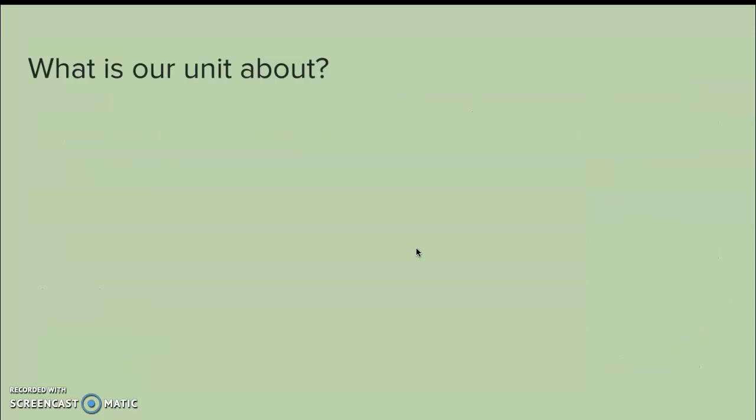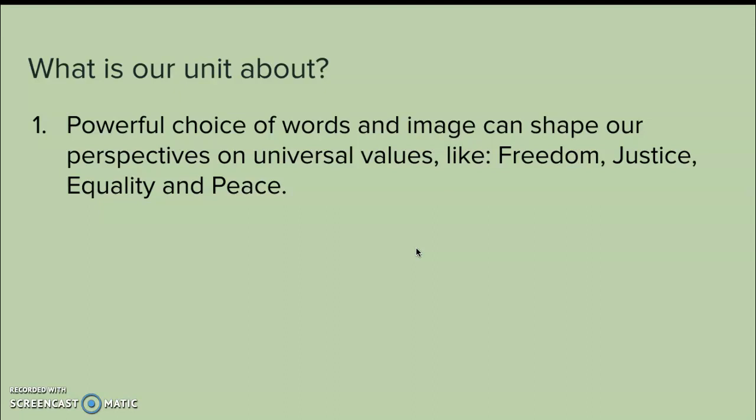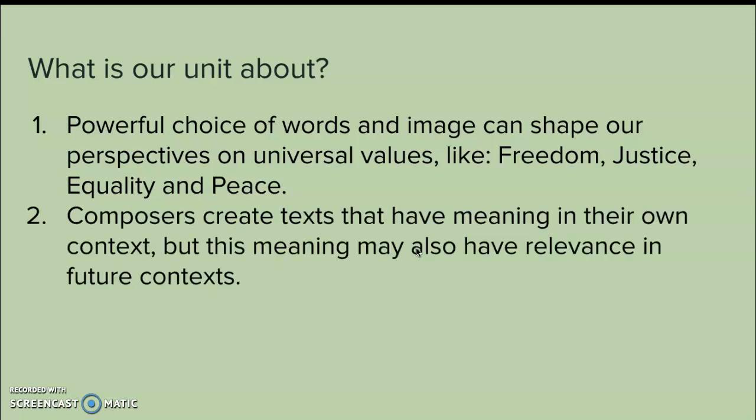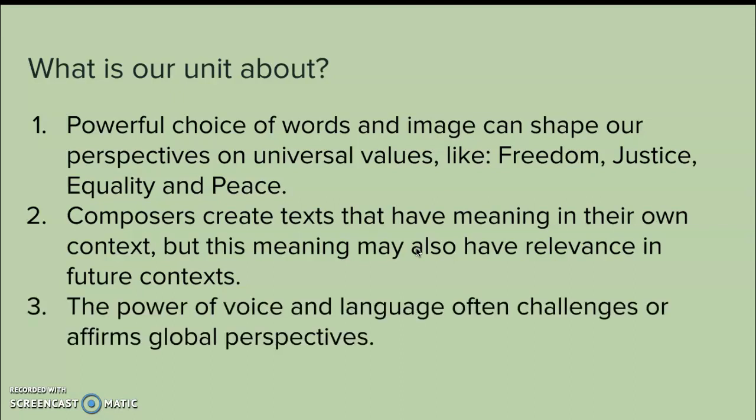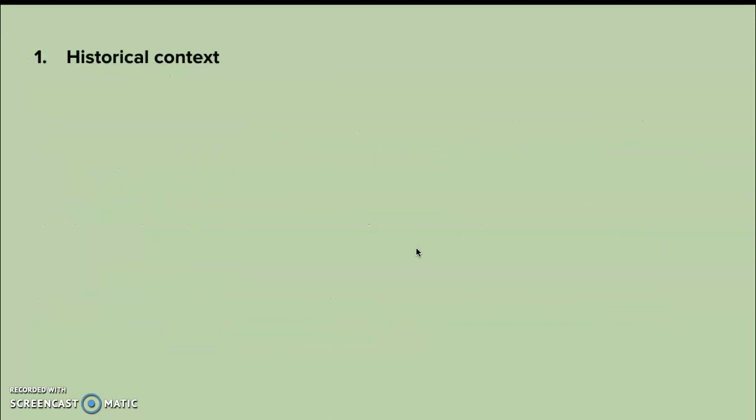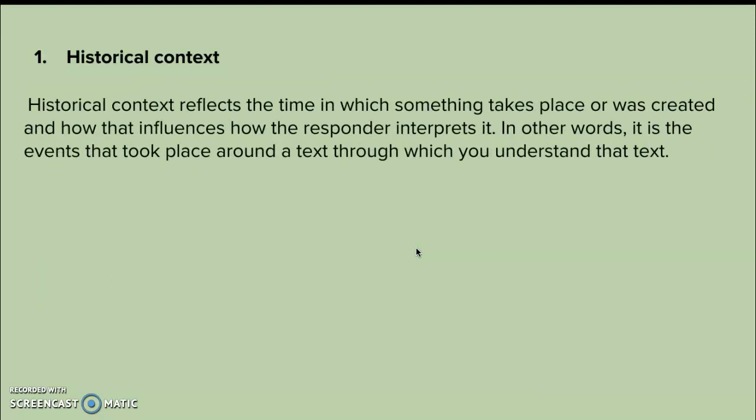Now, what is this unit about? So first of all, our powerful choice of words and image can shape our perspective on universal values like freedom, justice, equality, and peace. And we'll look at each of these different values and how they're represented over time. Like I said, composers create texts that have a meaning for them in their own context, but the meaning might also have relevance in future contexts. And finally, that power of voice and language often challenges or affirms global perspective. So either it makes us really think about what we believe, or it justifies what we already believe and supports it.